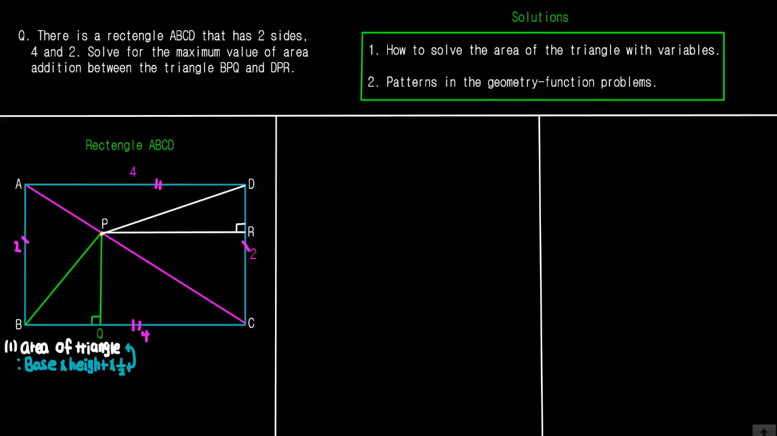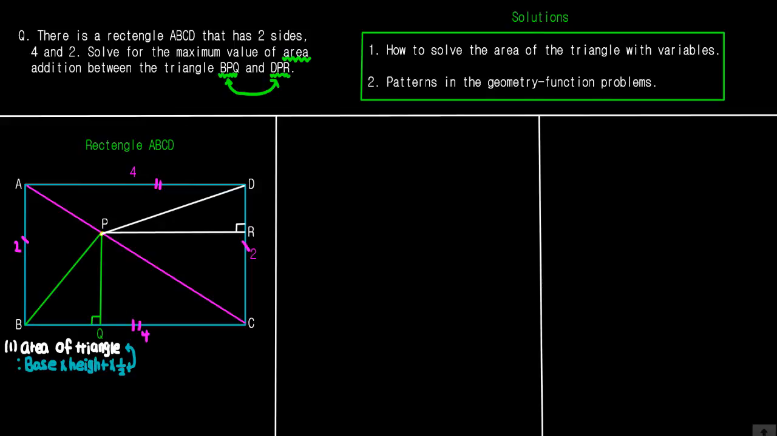So for the area of the triangle, first there are two triangles, BPQ and DPR, but our ultimate question, where the answer will be the maximum value of the area addition, means we need to solve for the area of these triangles first. Triangle BPQ is right over here, and triangle DPR is also here. And we can think about this point P as the most important point in this question. The reason is because both triangles include the point P.